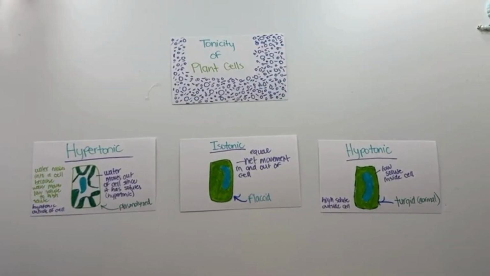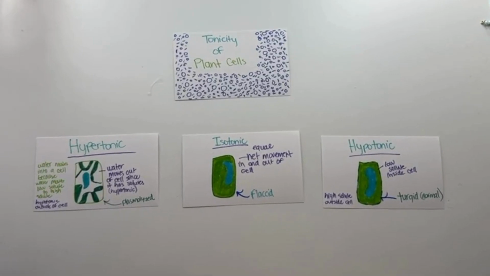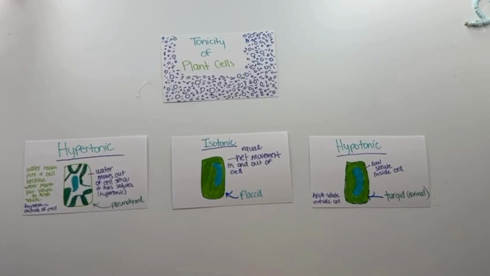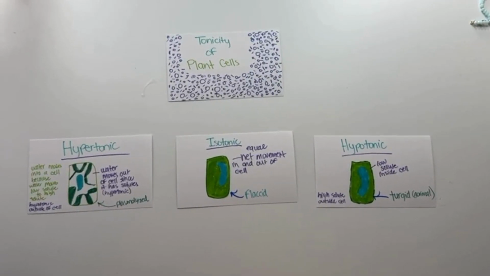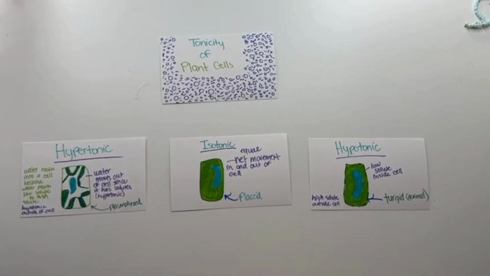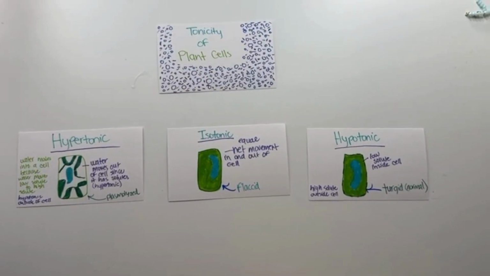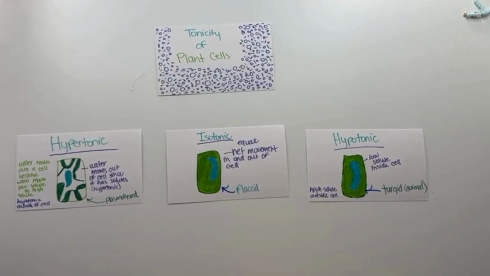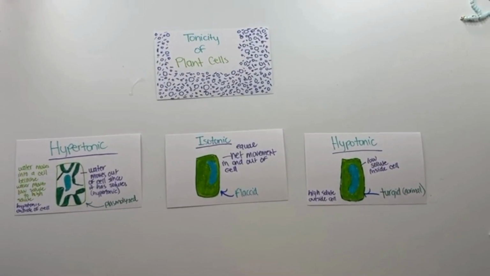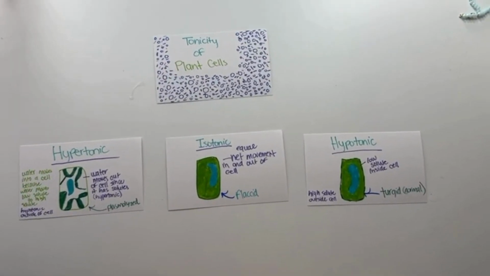In isotonic solutions, there's equal net movement in and out of the cell, and we call this flaccid. In hypotonic solutions, there's low solutes inside of the cell and high solutes outside of the cell. And the more water the plant cell has, the better, unlike for human blood cells. So turgid is considered normal in plant cells, because of their cell wall.